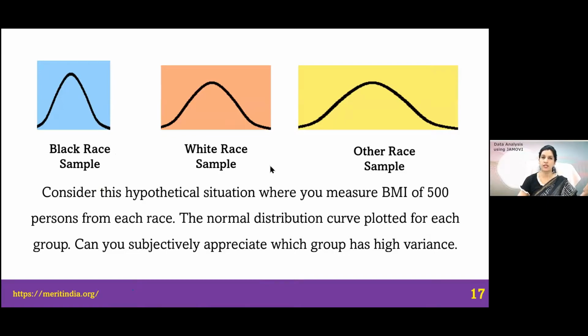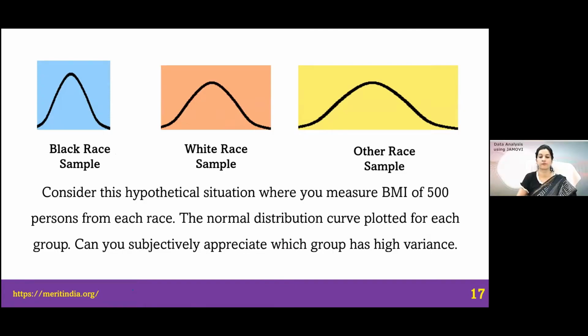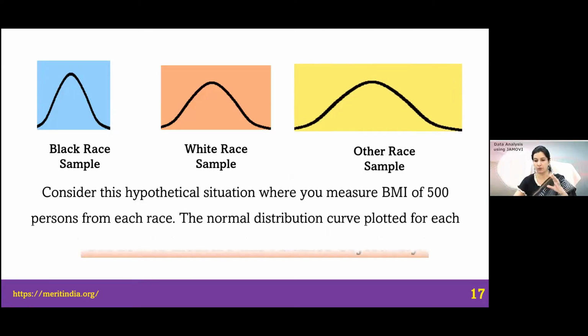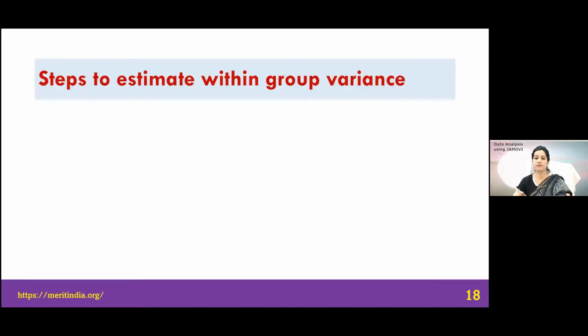So consider a hypothetical situation. You have measured the BMI of 500 people from each race. Can you subjectively say which of these three groups has got higher variance? The other race sample, because the horizontal spread is more. So that's why we can say that the variance of the other race is more. But it is a subjective way, by seeing the spread. There is an objective way to measure this variance.